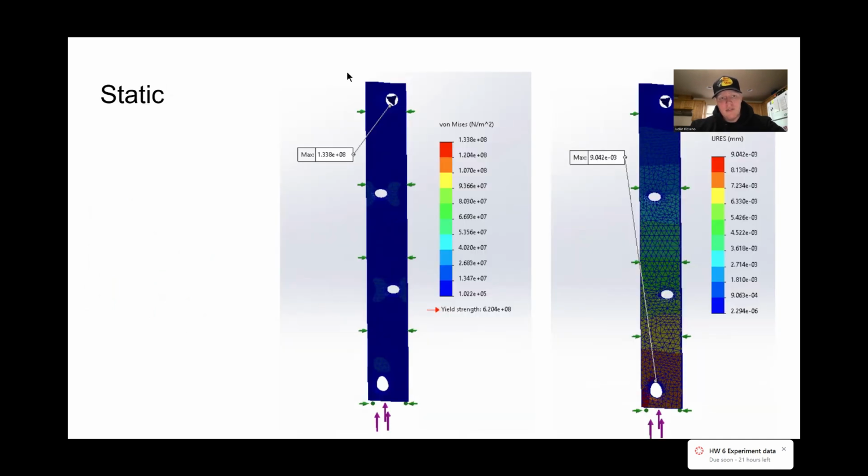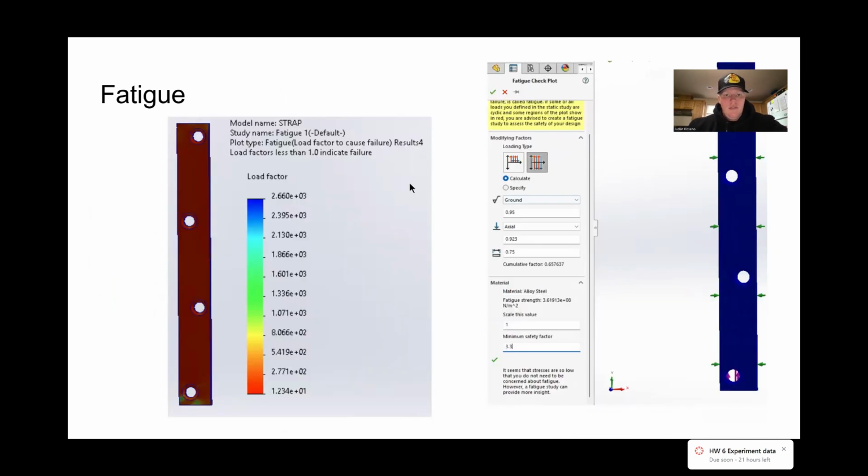Getting into our results, we are far away from yielding, and displacement is negligible. For our fatigue, I ran a fatigue study, and we are well above the failure line, as load factors less than 1 indicate failure, and we're around 12. I did a fatigue check plot as well, and that gave us a minimum safety factor of 3.3, which is above the 2 as requested.